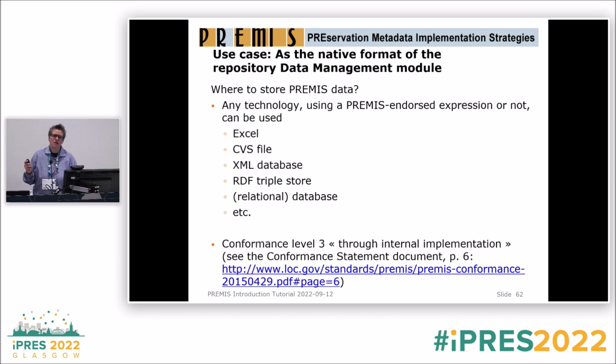The last use case is that it can be used as a native format within the repository data management module. So the question is, where do you store your PREMIS data? It's something that you want to be able to query to manage your data over the long term. There's so much value in being able to go in your archive, enter one query, and find out how many objects you have, for example, of file format PDF/A-1b or of MP3 or whatnot. All that is metadata that is described in the data dictionary, and it's essential for data management.